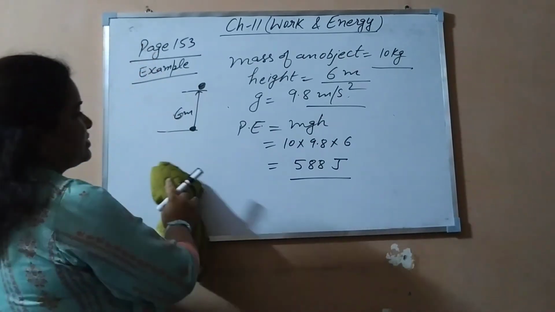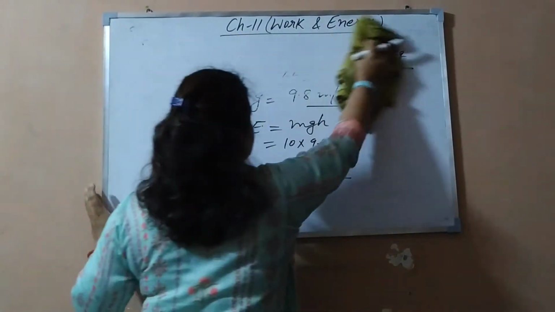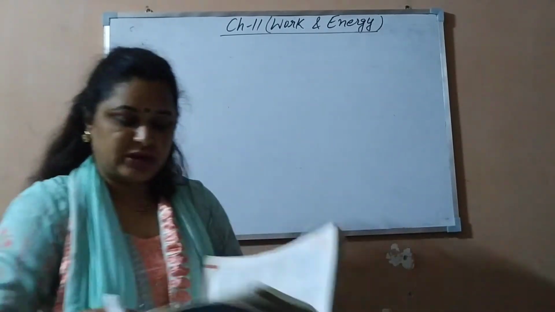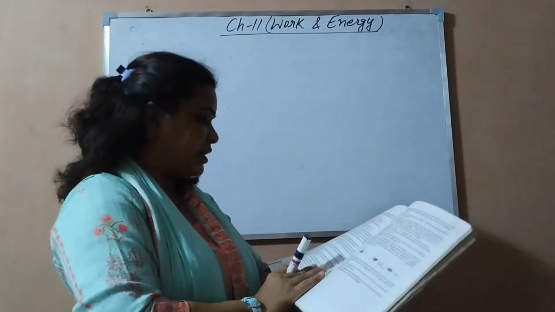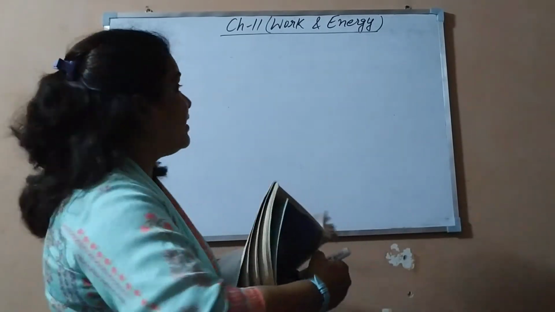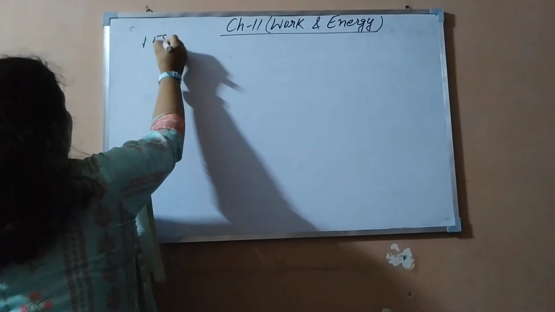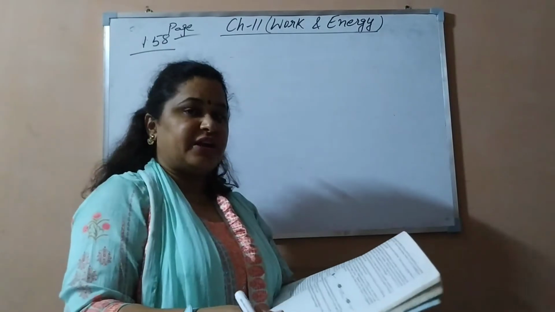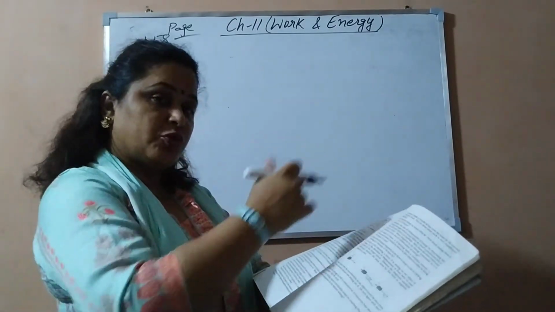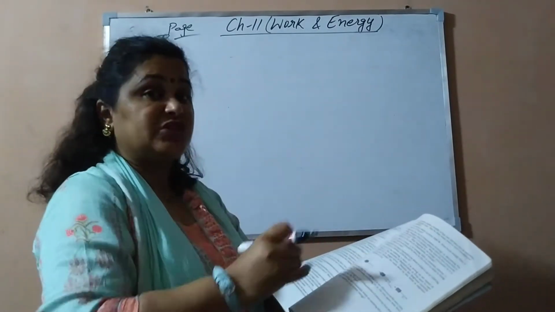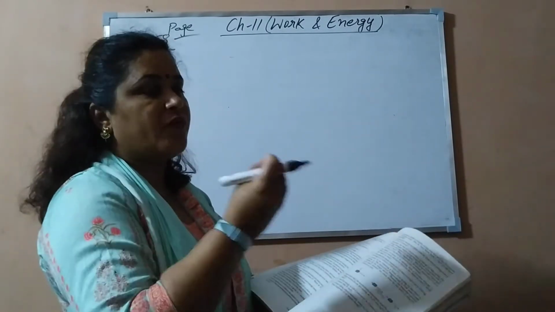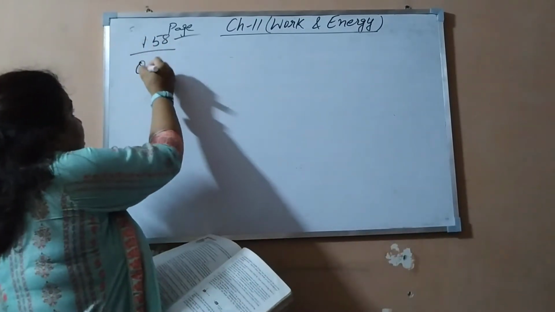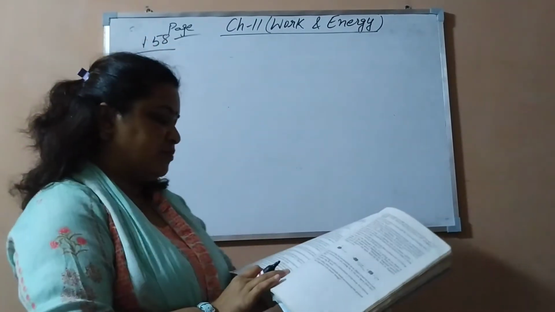Now let's do the back exercise numerical, which is related to this topic. Again, I will take your NCERT book to read the statement. You can open your NCERT book, page number 158. It is given on page 158. We have already discussed the questions which were related to kinetic energy. So today we will discuss the questions which are related to potential energy, and if they are related to law of conservation of energy, then we will discuss later on. So that question is question number 10.